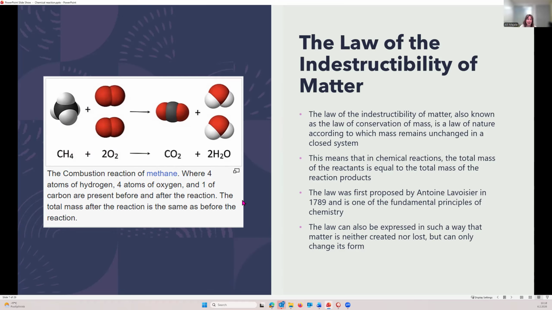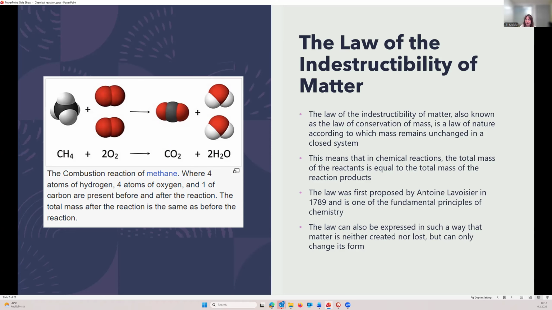Well, the total mass after the reaction is the same as before the reaction. So the total mass, we didn't lose any of these compounds in the reaction. And then, of course, when you carry out the reaction in a closed vessel, this is what happens. Of course, you might lose something if something escapes to the air, like the carbon dioxide. And this is the law of the indestructibility of matter, or conservation of mass. That sounds a lot nicer, maybe.